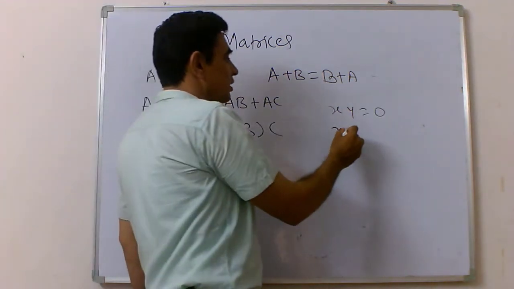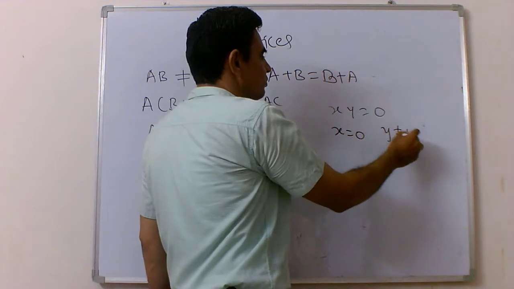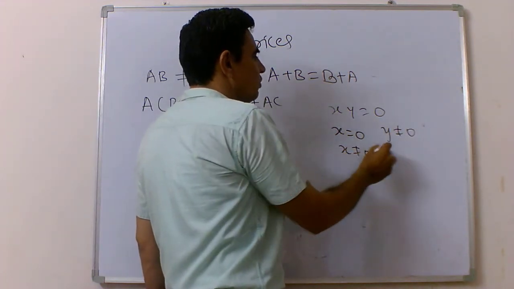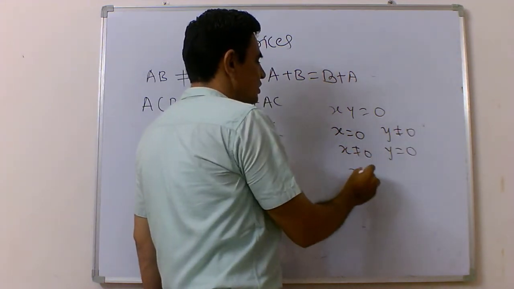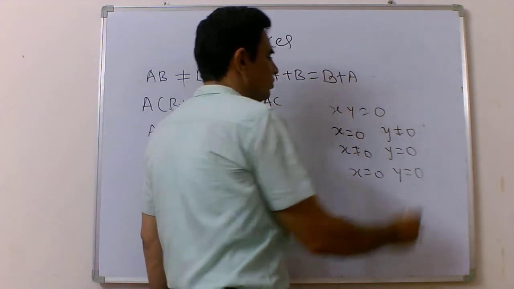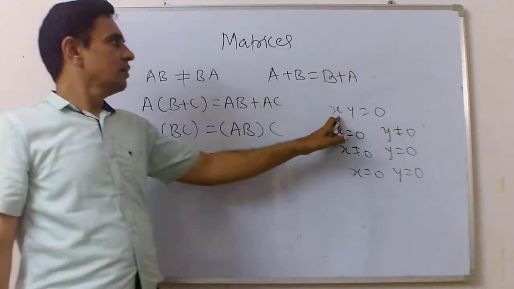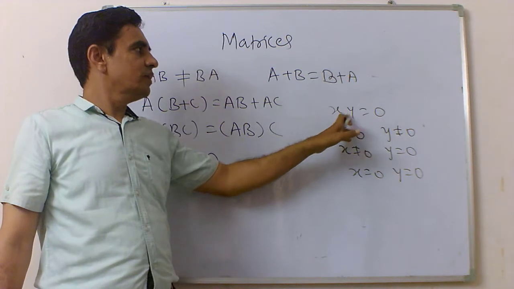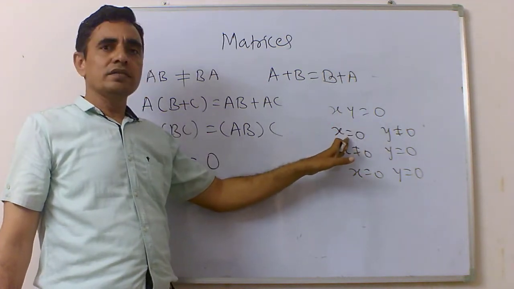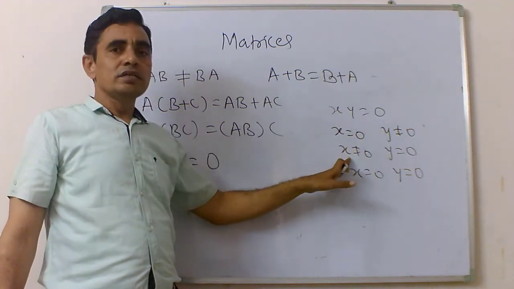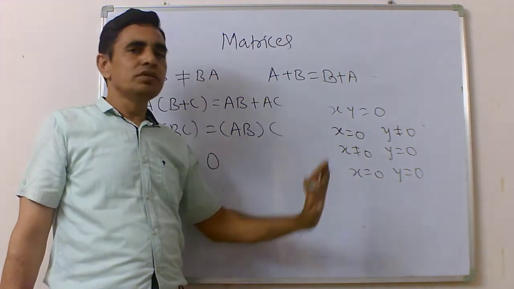Here either x is equal to 0, y not equal to 0; x not equal to 0, y equal to 0; or x is equal to 0, y is equal to 0. These are the three cases. When xy is equal to 0, either x is 0 and y is not 0, x is not 0 and y is 0, or both are 0.